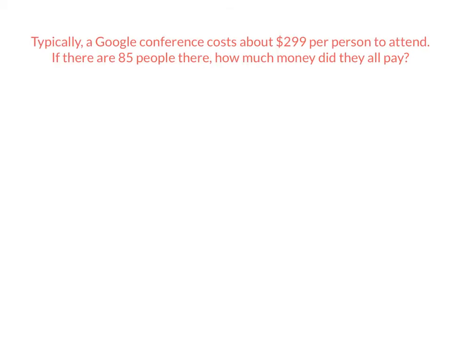So here's your pause and solve problem. Pause this and solve it using the box method. Hopefully by this point you have solved it. So we have $299 per person, 85 people.